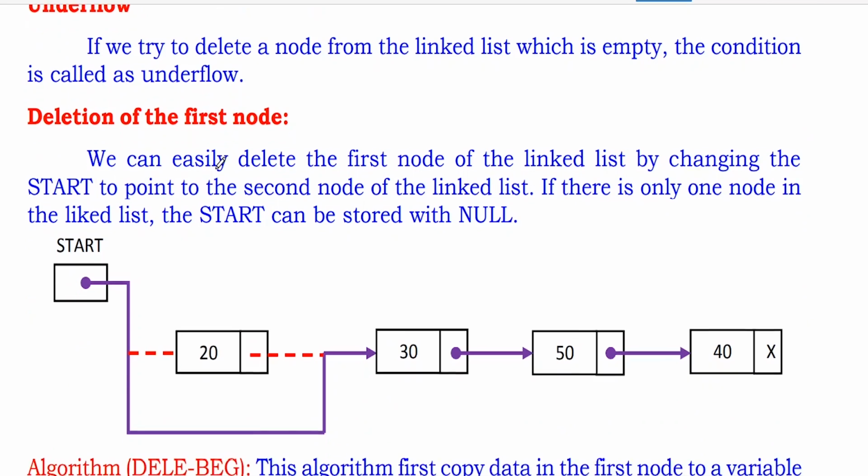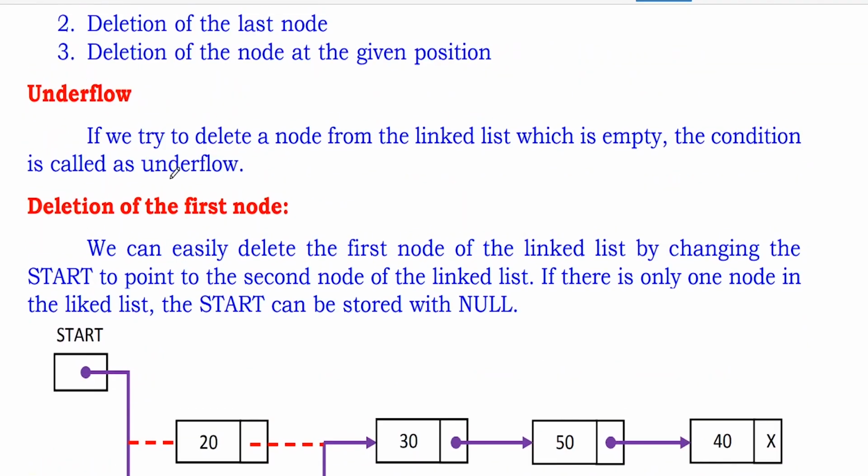So what does underflow mean? We are trying to delete a node from a list which is empty. So this condition is called underflow, empty linked list. If you try to delete a node from a linked list which is empty, the condition is called underflow. And sometimes they may ask, just remember, okay, no problem.